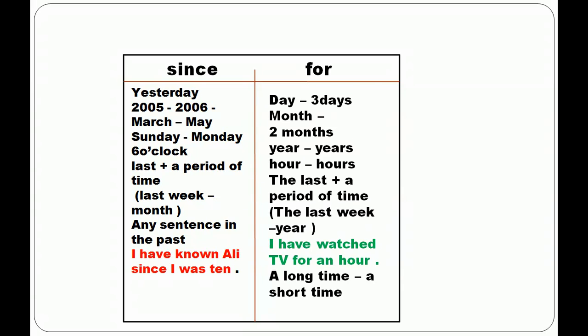The word for comes with the words day, month, year, hour, with last plus a period of time. For example, the last week or the last year. For example, I have watched TV for an hour. It comes with the words a long time and a short time.